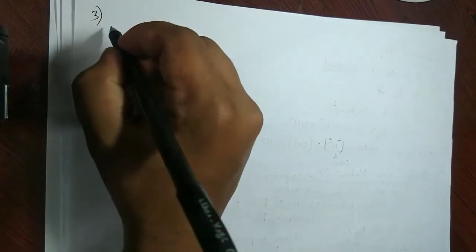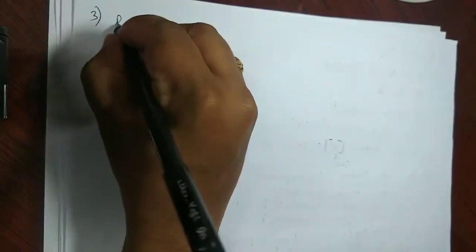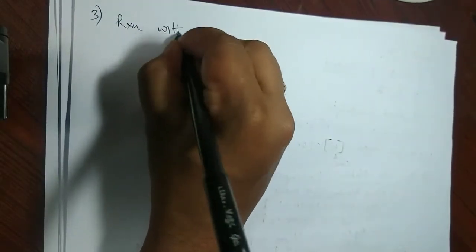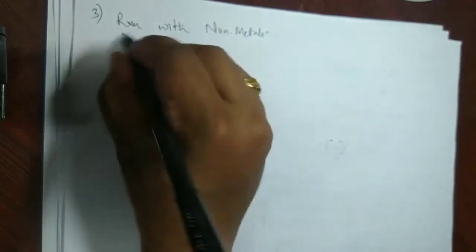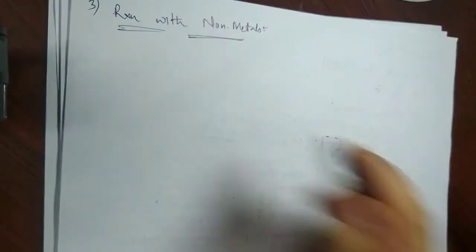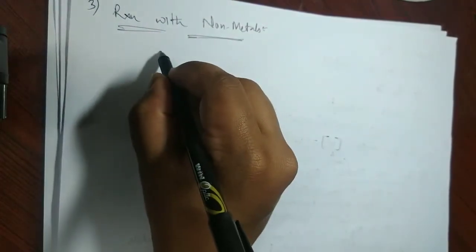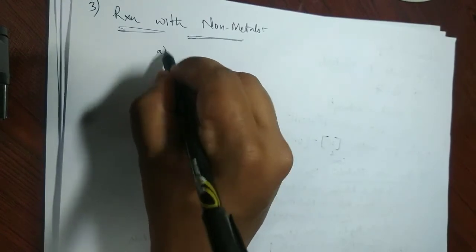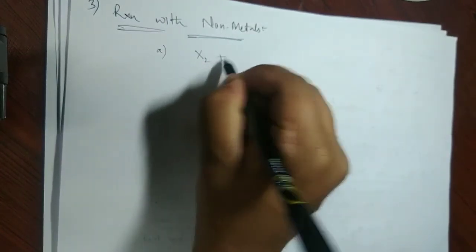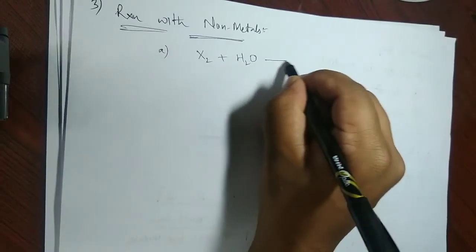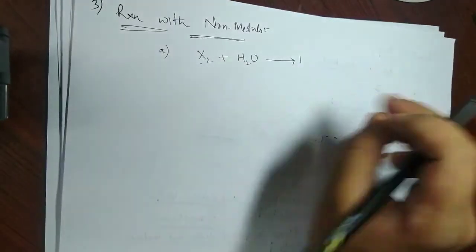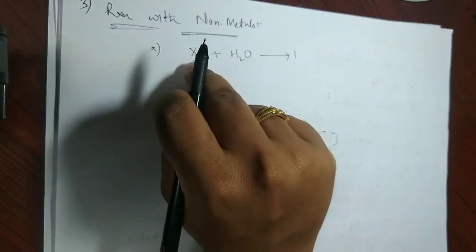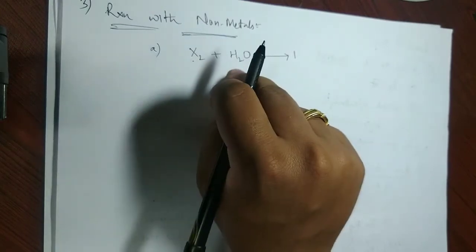And third, reaction with non-metals. We spoke about metals, now we'll talk about non-metals. With non-metals, the important ones are with halogens, that is X2 plus H2O. I'm writing the generalized expression first. X2 plus H2O gives, what do you expect? Before I write the product, let's say for example chlorine, Cl2 plus H2O.